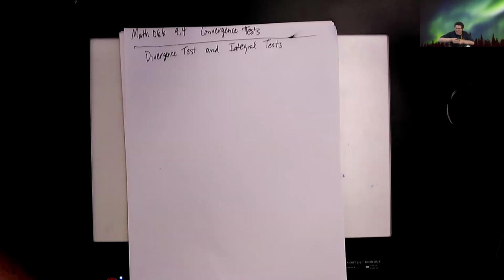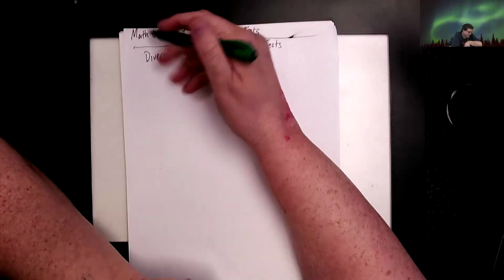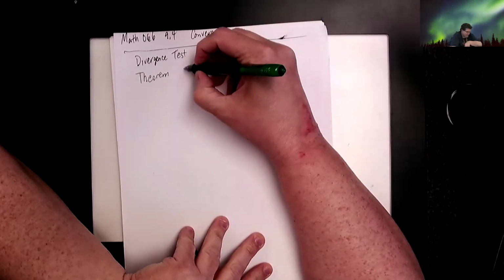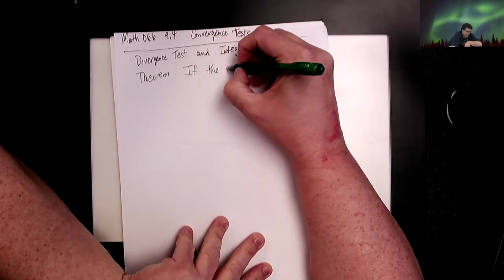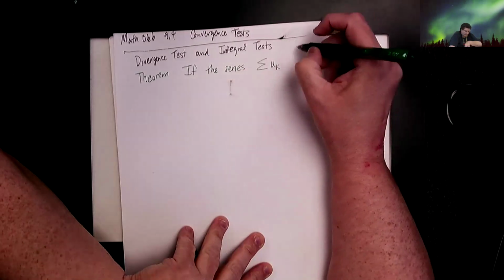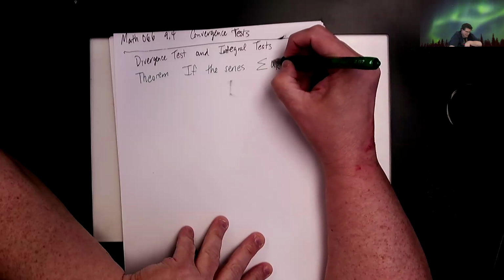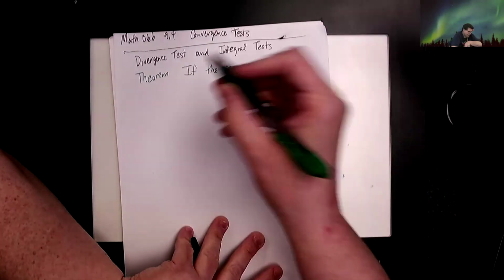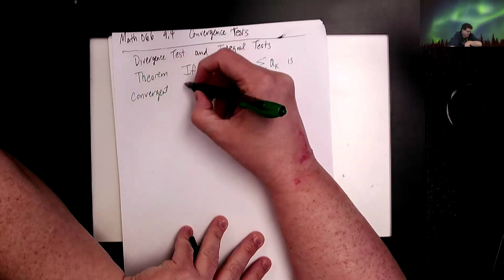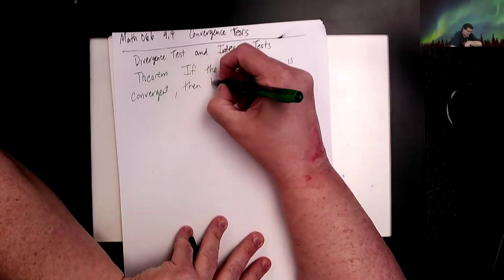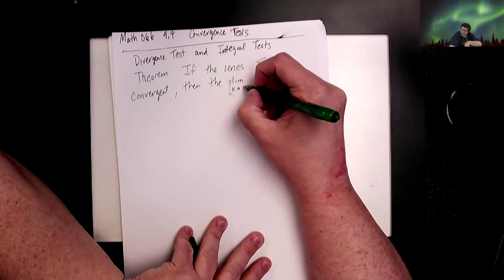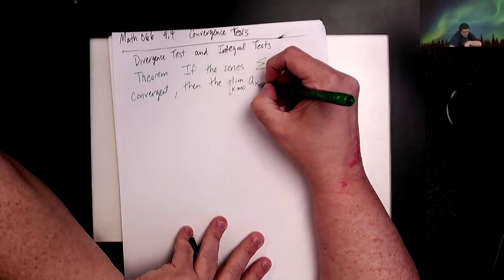All right, so theorem. If the series, the sum of a_k, is convergent. You know what? I don't like using u_k. Let's do a_k. Is convergent. Then the limit as k goes to infinity of a_k equals 0.